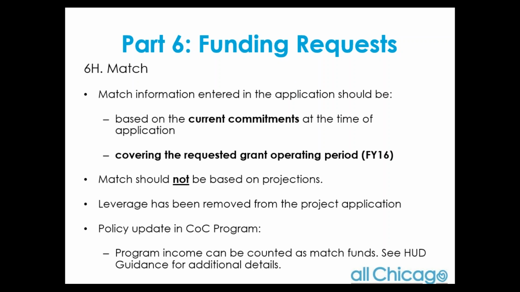All right, Part 6 is continued when you enter in your match under 6H. The match information entered in the application should be based on the current commitments at the time of application. So as of right now, what are your current commitments that will cover the requested grant operating period for fiscal year 16? These should not be based on projections. You will need to submit documentation once you execute your grant. These should be current commitments that you have for match.